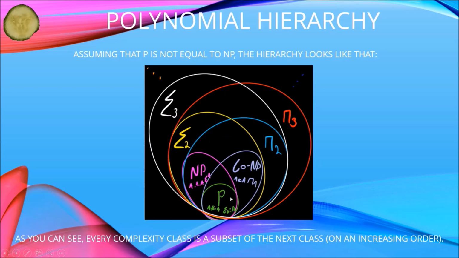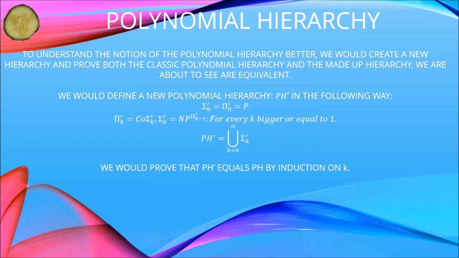All 3 complexity classes are subsets of Σk and Πk, but Πk and Σk are not identical, and so forth. To understand the notion of the polynomial hierarchy better, we would create a new hierarchy and prove both the classic polynomial hierarchy and the made-up hierarchy we are about to see are equivalent.